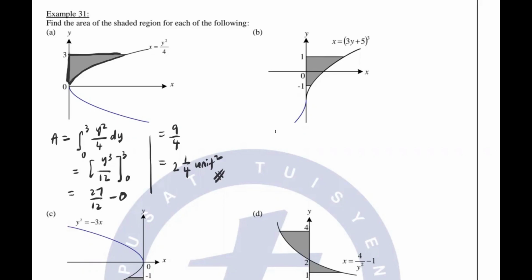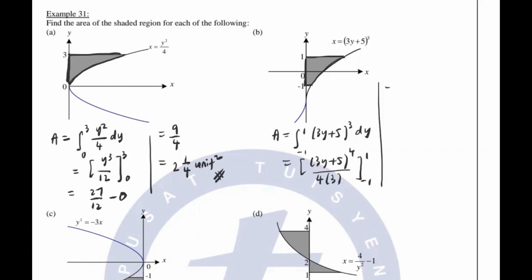Here, your lower limit is -1, upper limit is 1. The function is (3y plus 5) to the power 3. So when you integrate, you copy the bracket, increase the power by 1, 4, divide by 4, differentiate inside 3, lower limit -1, upper limit is 1. So I'm going to continue here. I think perhaps it's better we take out 1/12. You can see here, 4 times 3 is 12, but just take it out as 1/12.